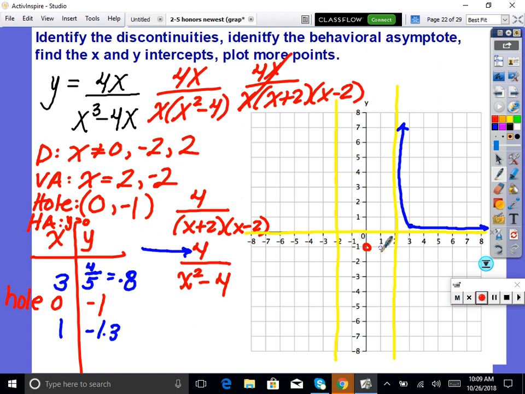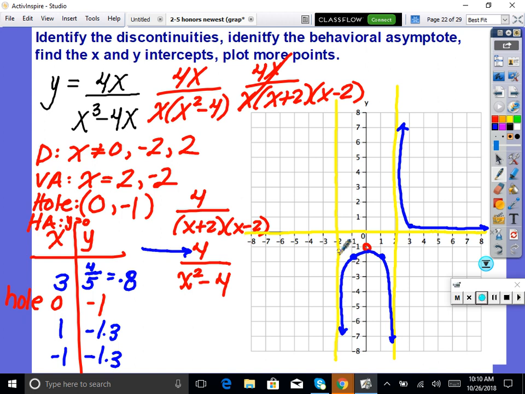-1.3. So we're over 1, -1.3. That's down there. So we know it's going to come and hug that asymptote. Awesome. Now let's plug in maybe -1. So if we plug in -1, we get -1.3. So then we're over -1, -1.3. So it must be coming down and hugging that asymptote, never crossing a vertical.